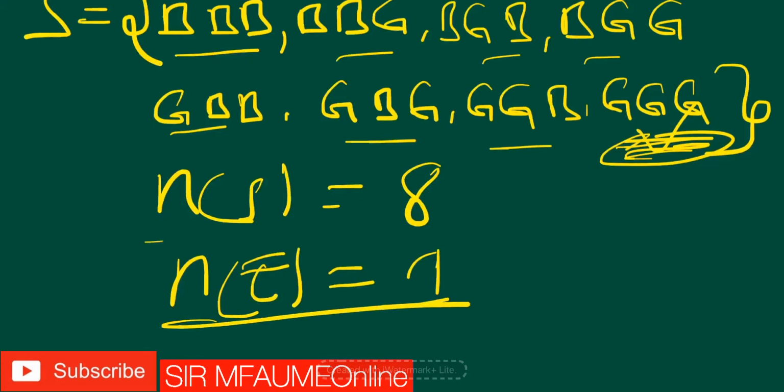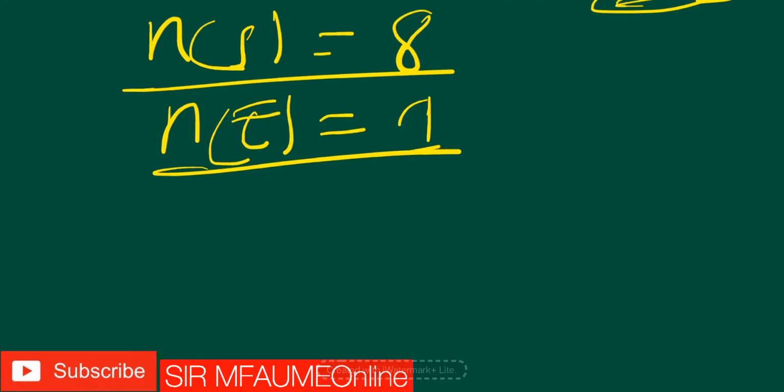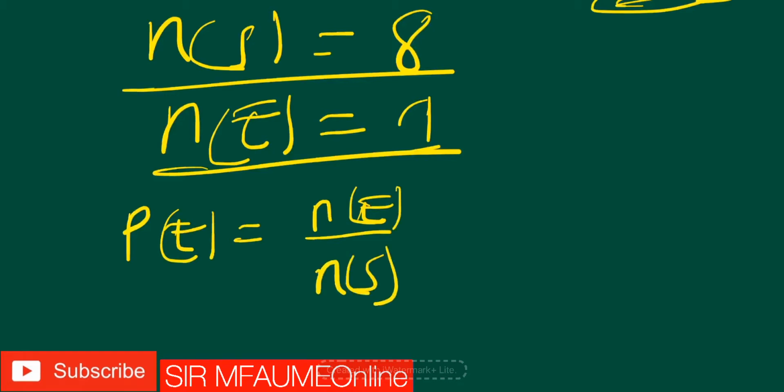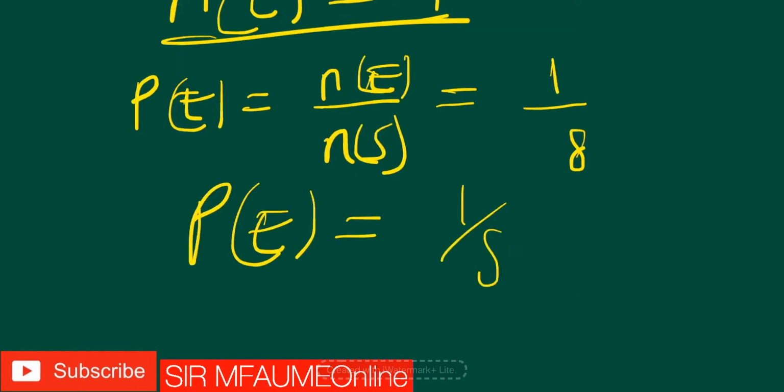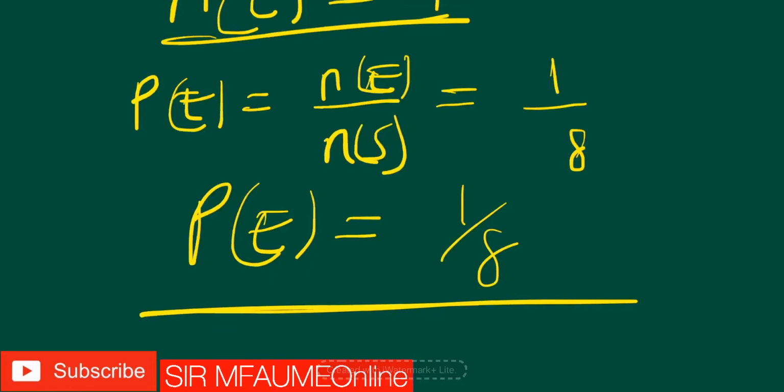But remember, the number of samples equals 8. Then you find the probability by taking the probability of the event equals the number of events divided by the number of samples. From there we find this equals 1 over 8. That means the probability of the event will be 1 over 8. I'm done with part A.